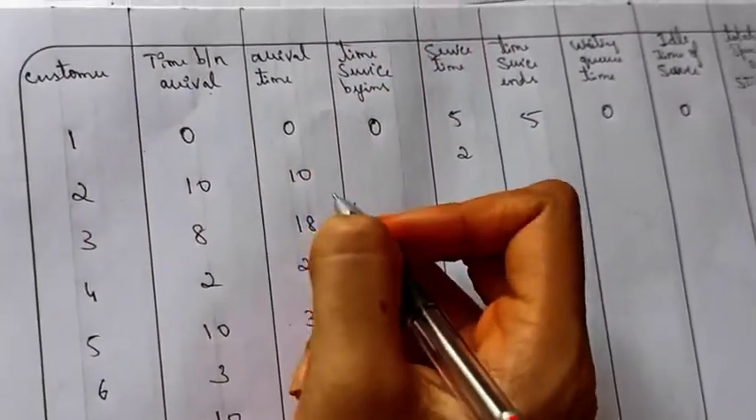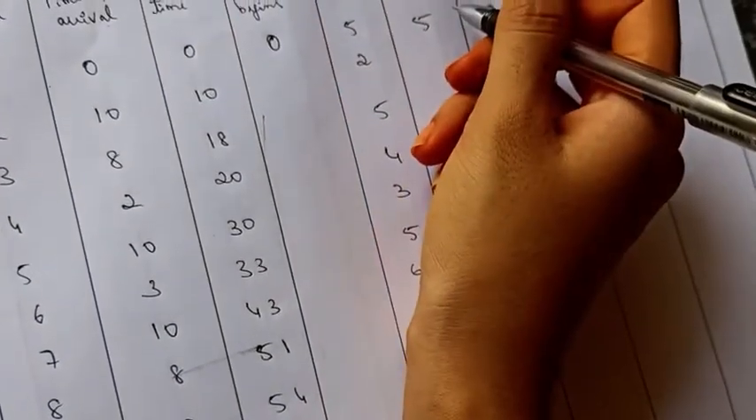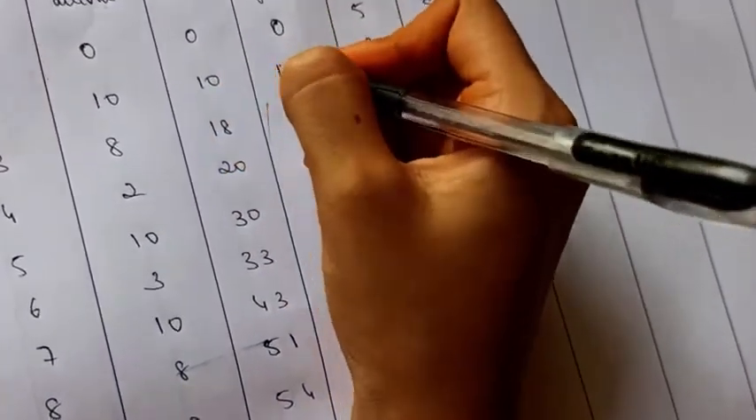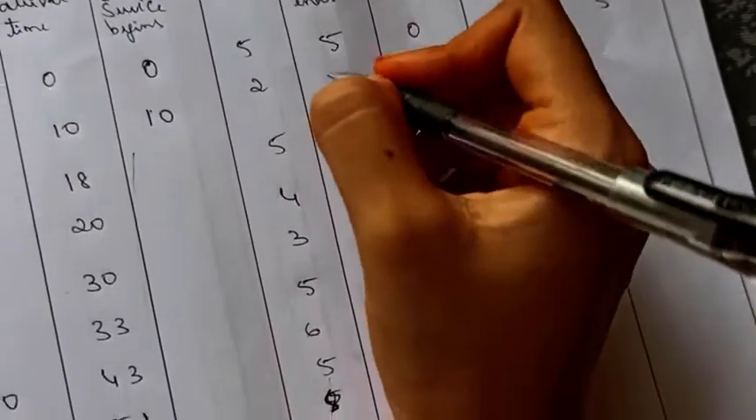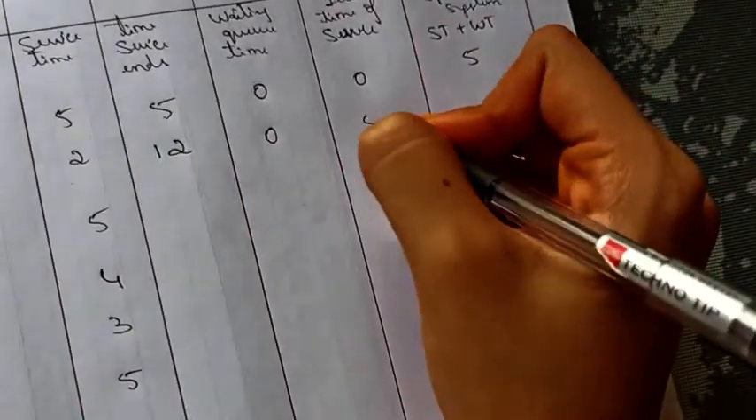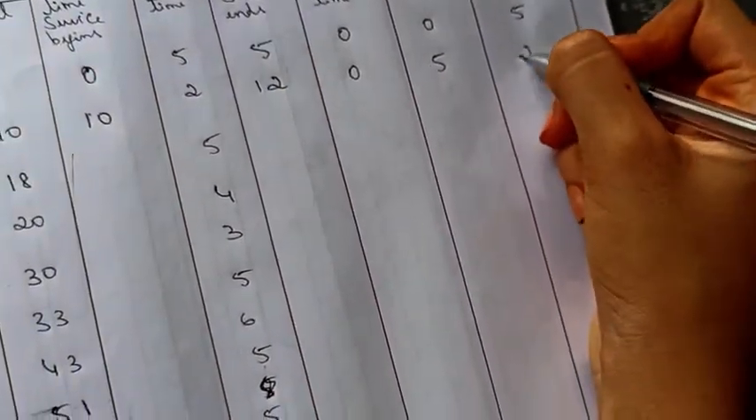The next customer comes at arrival time 10. The service ends at 5, so you have to check which is the maximum. His service begins at 10 because he comes at 10. Service time is 2, so it ends at 12. Did he wait in the queue? No. But the server was idle for 5 minutes, because the service ended at 5 but he came at 10. Total time spent in the system is service time plus waiting time, so that is 2.